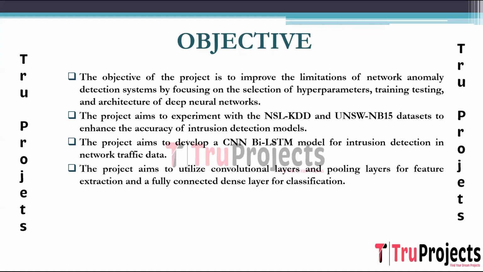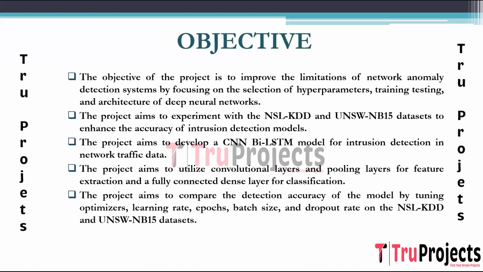The chosen architecture involves the strategic use of convolutional layers and pooling layers for feature extraction. These layers are adept at capturing spatial hierarchies and local patterns in the data. Additionally, a fully connected dense layer is employed for classification, focusing on global patterns and decision making. This combination aims to enhance the model's ability to recognize both local and global features relevant to intrusion detection.